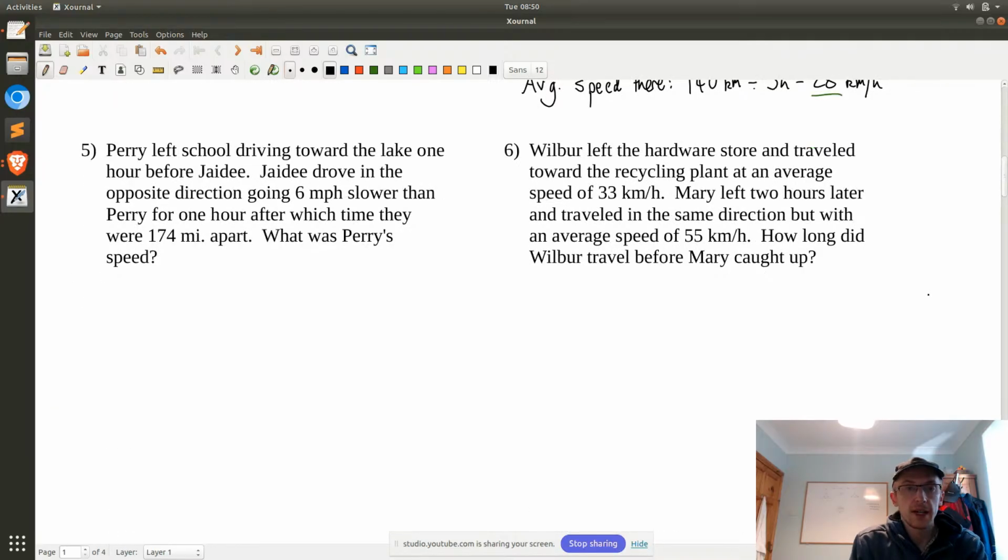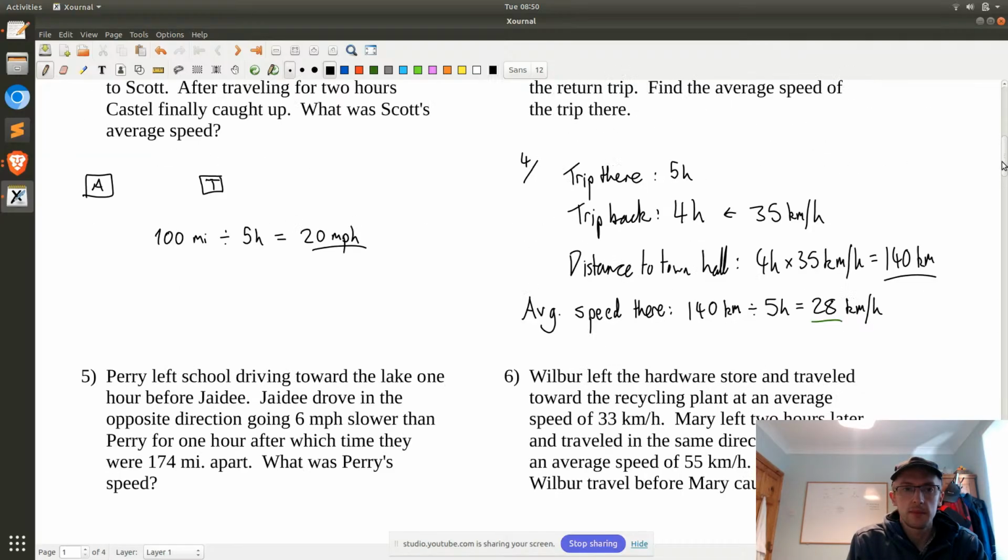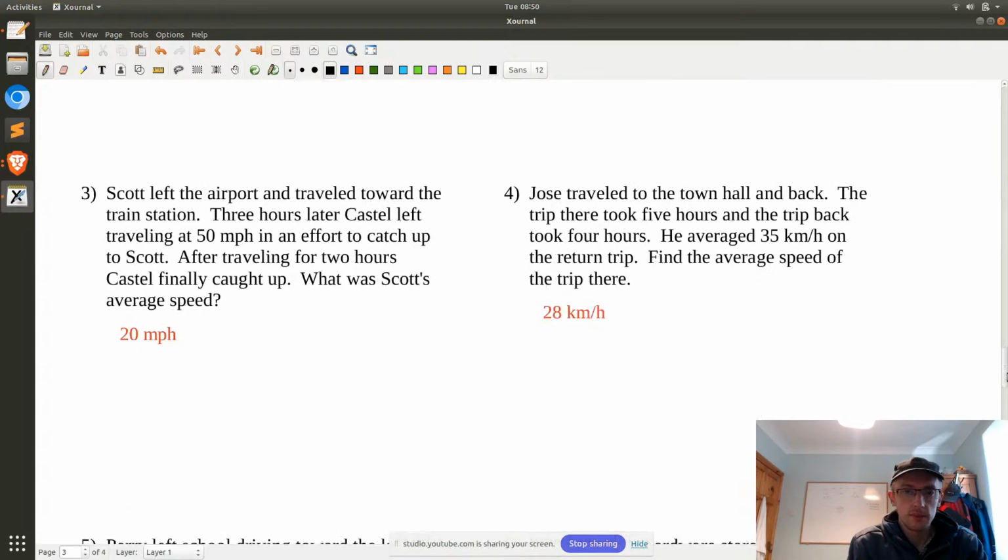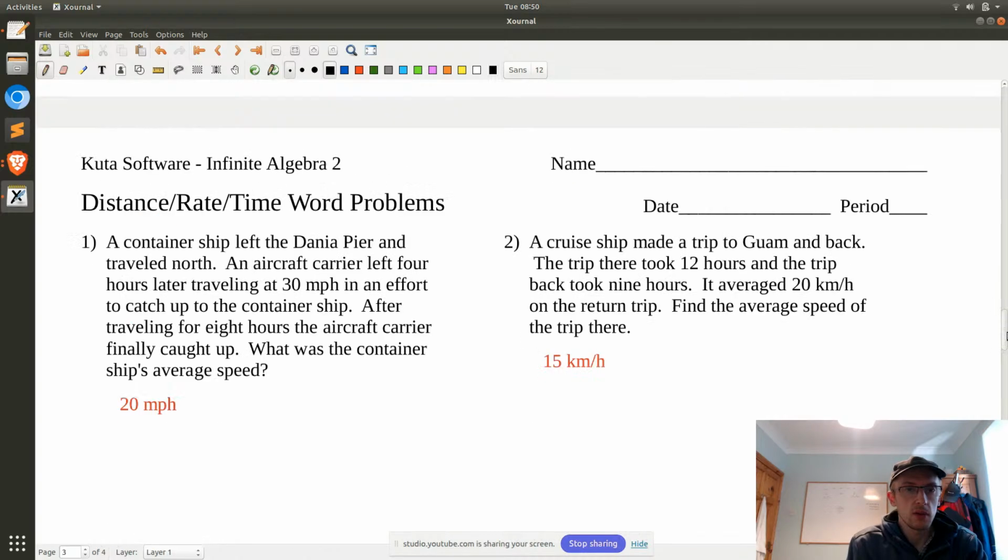Okay, problem 5. Perry left school driving toward the lake 1 hour before JD. JD drove in the opposite direction, going 6 miles per hour slower than Perry for 1 hour. You know what? I should be checking these, shouldn't I? Okay, it seems good so far.